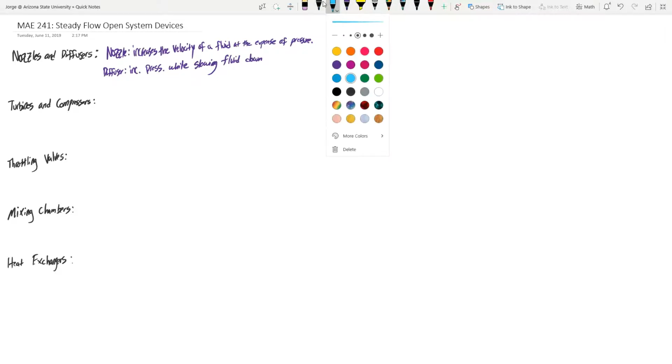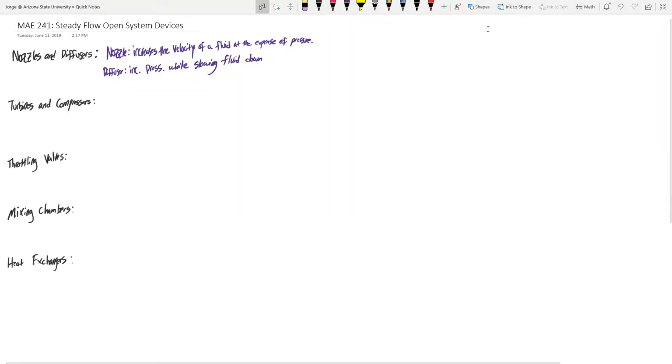All right. And some of the properties of nozzles and diffusers is that they do not involve work. So we can say that the work is zero. And any change in potential energy is also negligible. So the change in potential energy is also zero. And since they experience large changes in velocity, we know that these changes are going to be significant in the energy balance. All right, so let's move on to the next pair of devices, turbines and compressors.